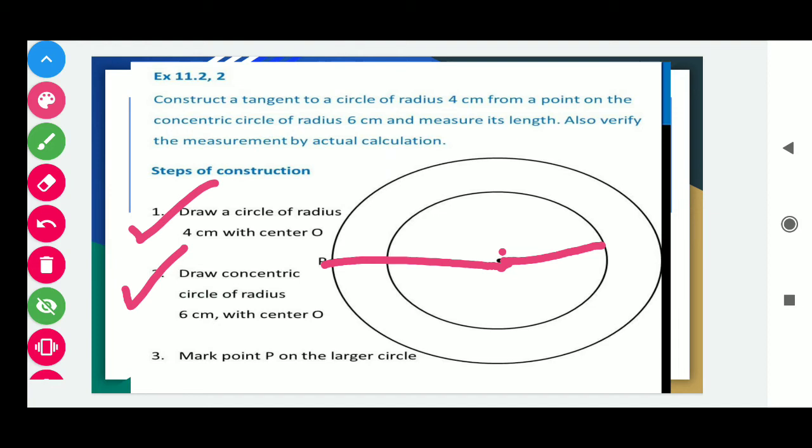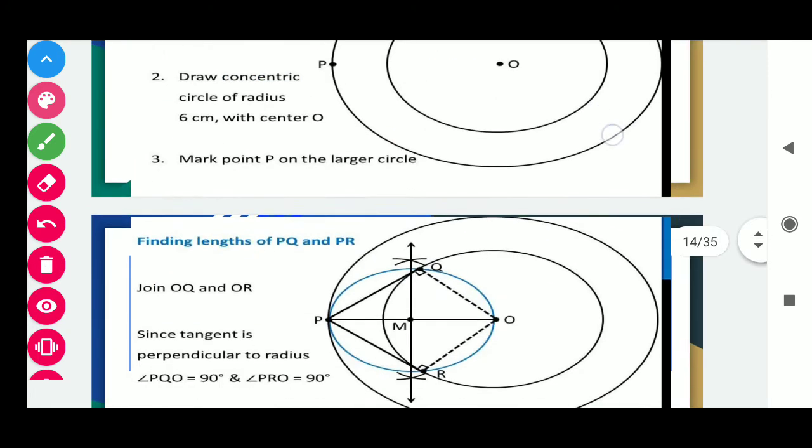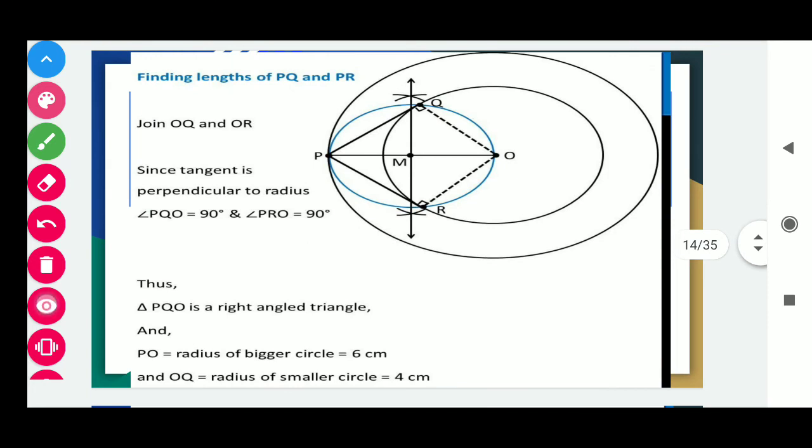Third is to mark a point P on the larger circle, because we have to take a point on the concentric circle of radius 6 cm, and from this point we have to make the tangents to the smaller circle of radius 4 cm. Here you can see from this point P, OP, we have to make a perpendicular bisector.